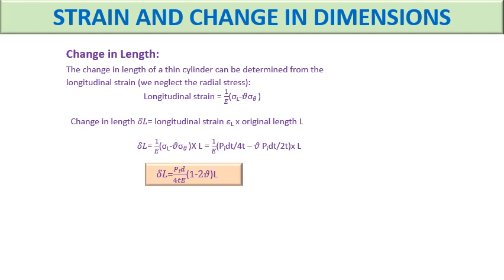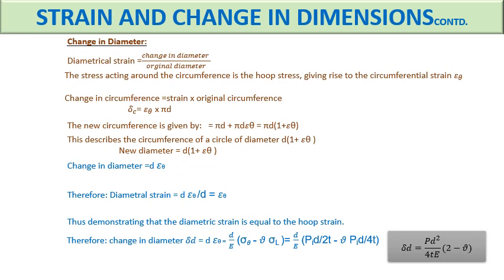So if you substitute the value of longitudinal stress and the hoop stress in this equation, we will get delta L, the change in length due to the internal pressure, given by PD upon 4TE multiplied by 1 minus 2 nu into L. Here it is clearly shown that the diameter strain is equal to the hoop strain.